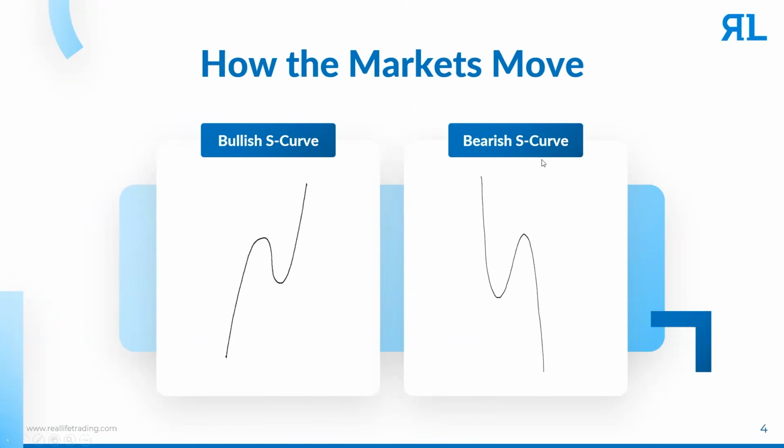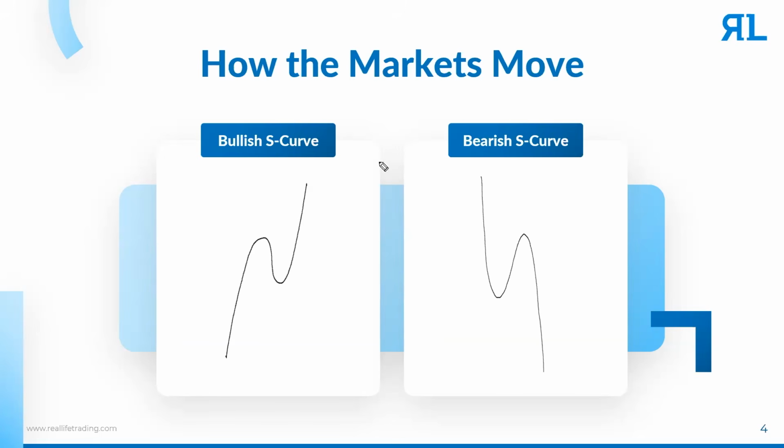Let's jump to the next one. Okay. So what is an S curve? A bull S curve is going to look like this. There's your bull S curve. It's a repeating pattern that continues to repeat until the bull move is over with.